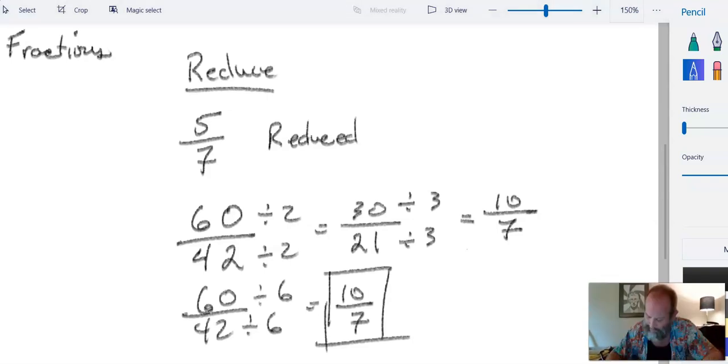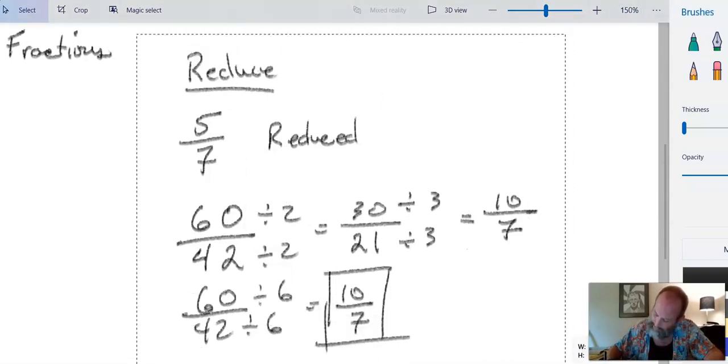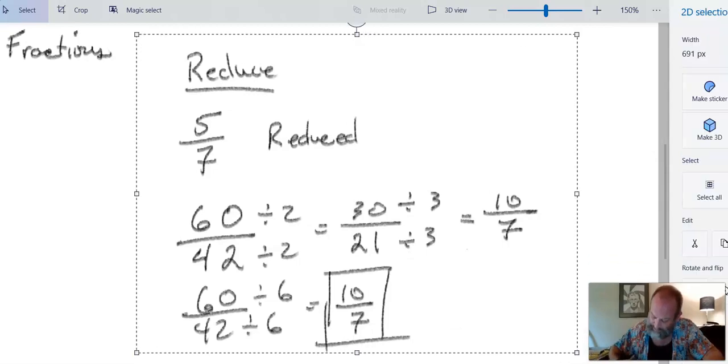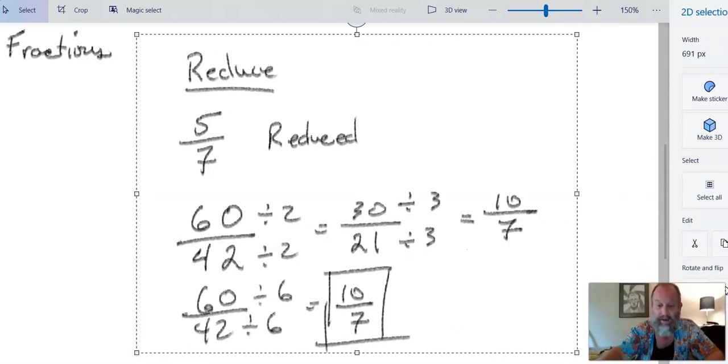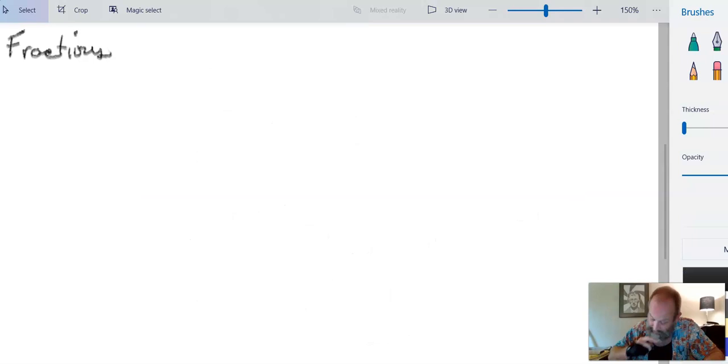Okay, so let's go ahead and erase this. And that's the main thing I wanted you guys to get out of this. We'll be doing plenty of that along the way, but we're going to take a look at the next thing on the list here, which would be multiplication and division.